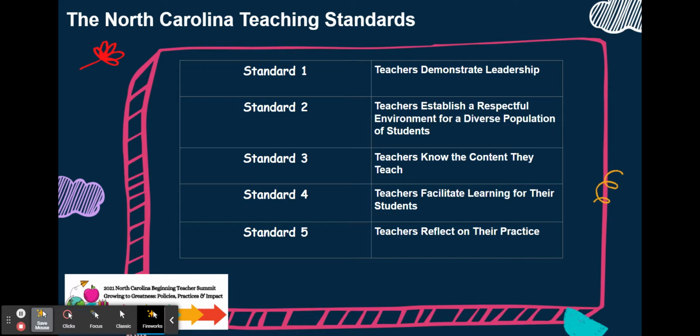How do I take this data and formulate it back to either pull more students in or to push students along? So thinking about that professional growth that's going to support you being a stronger teacher, being more successful in your classroom and in your school, and creating that environment that really supports student growth. So these standards are the basis of what we do every day.